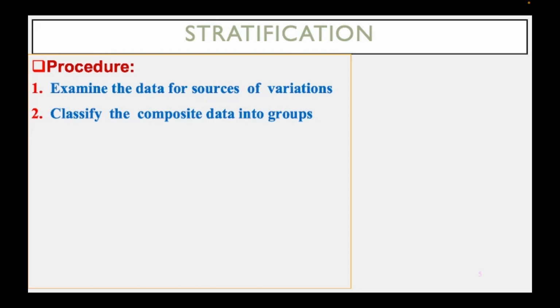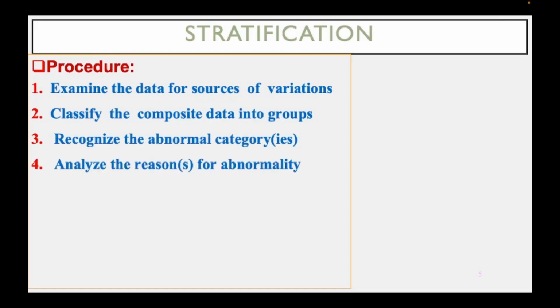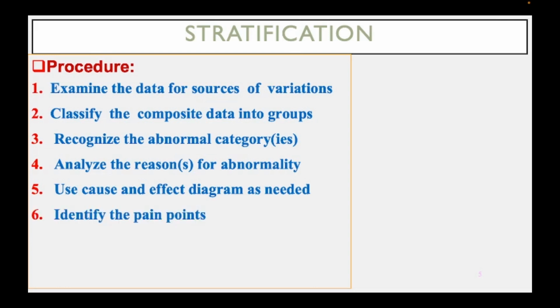All the sales figures of southern region will come under the subgroup or group southern region sales figures. Recognize the abnormal category. You find out where you are performing the worst. Analyze the reasons for abnormality, why you are not doing so well there. Use cause and effect diagram as needed, which could not be challenged even after 100 years, for gathering various reasons for a particular problem. Identify the pain points, the worst performing areas, worst performing groups. If you identify and then improve them, there is a proverb, higher the pain, higher the gain. You will get higher gain and sustain it.